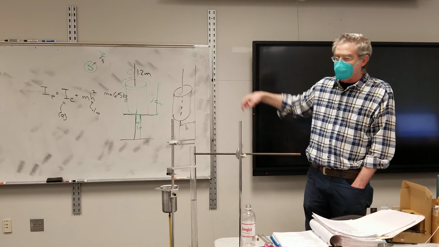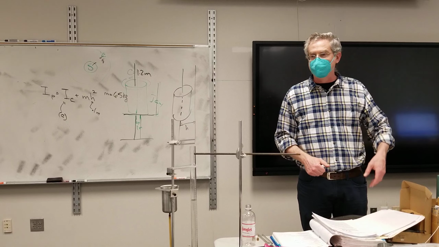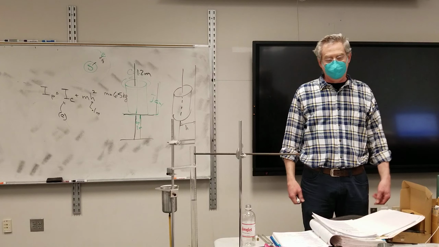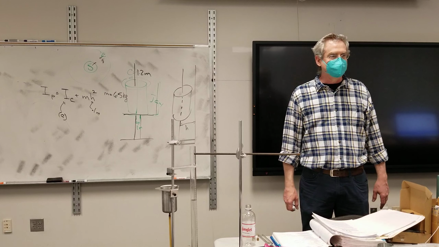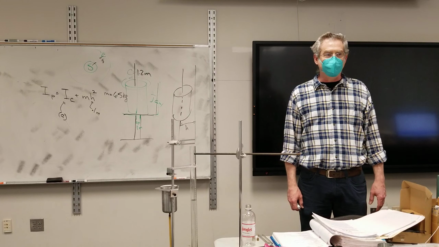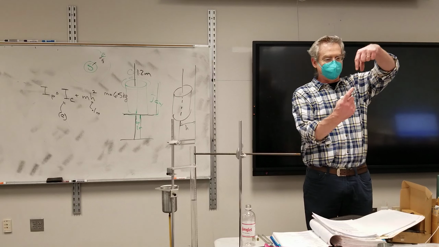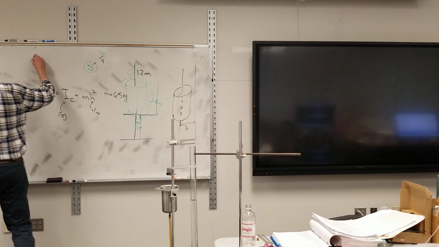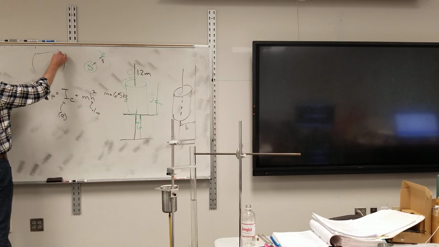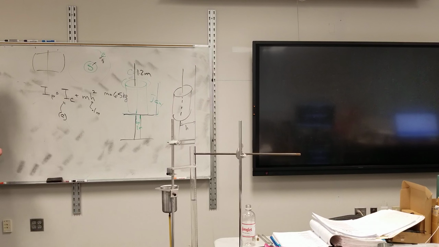The cylinder rotating about that axis, page 365 of the textbook, or just go to an internet search of moment of inertia cylinder. It'll probably give you two formulas. One of them is rotating about its central axis like this, and potentially it'll give you the other one where it's rotating about that axis.